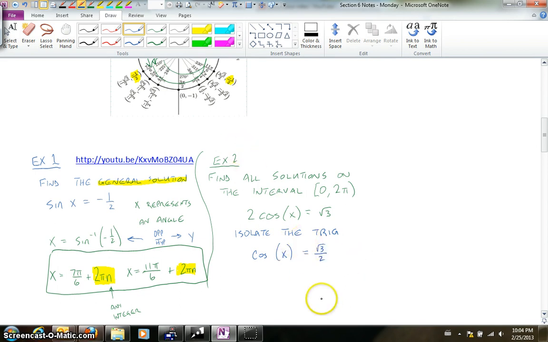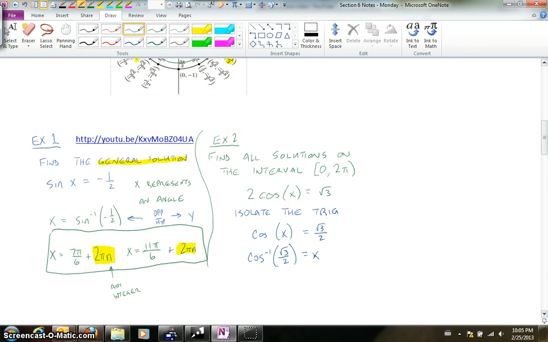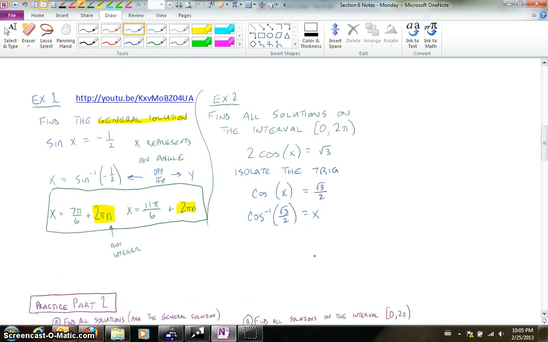So again, we're going to look for some angle that has a cosine of radical 3 over 2. Some of you may prefer writing it this way. I'm looking for the inverse cosine of radical 3 over 2. That equals x. Again, you can plug it into your calculator, but this will be a no calculator question on formatives and summatives.